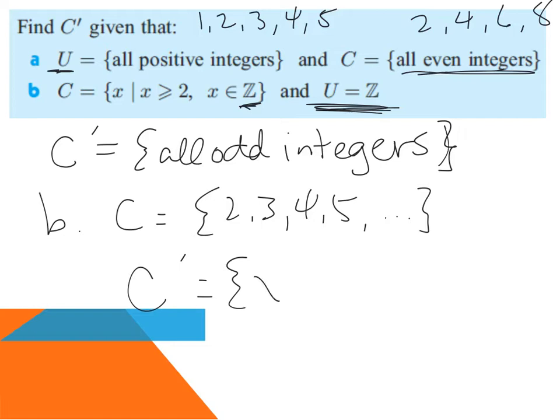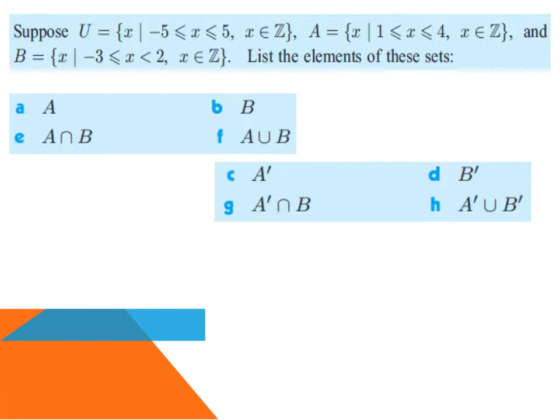So we would have the set of all x such that x is less than 2, or you could put less than or equal to 1, and x is an element of the integers. So either less than or equal to 1, because that's going to be 1, 0, -1, -2, -3, -4, -5, or you can just say less than 2 because we wouldn't include 2.